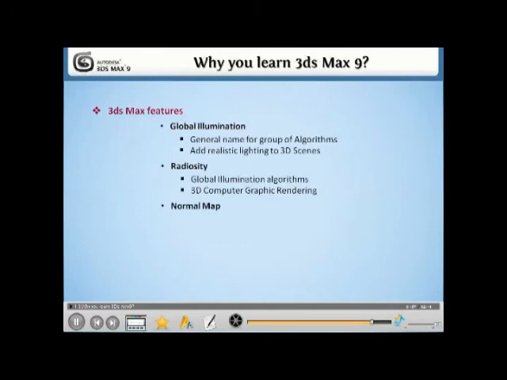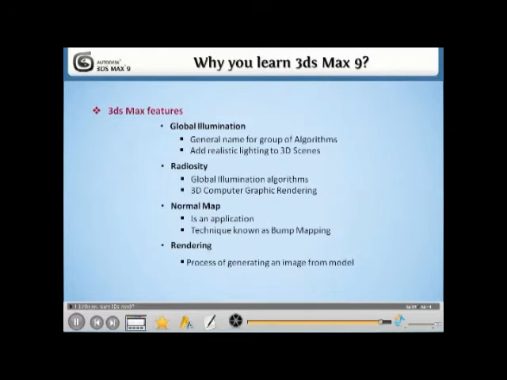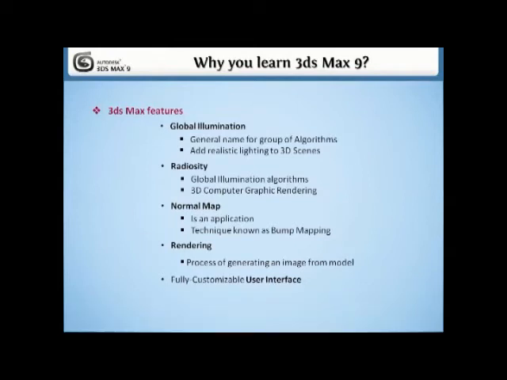Normal map creation in 3D computer graphics is an application of the technique known as bump mapping, which we will discuss in upcoming lessons. Rendering. It is the process of generating an image from a model by means of computer programs. An intuitive and fully customizable user interface, and its own scripting language.